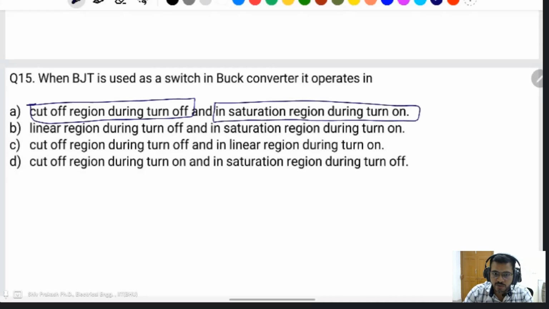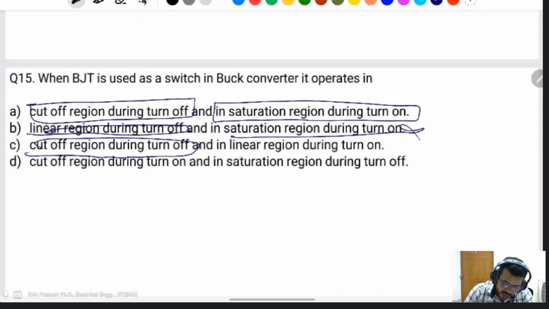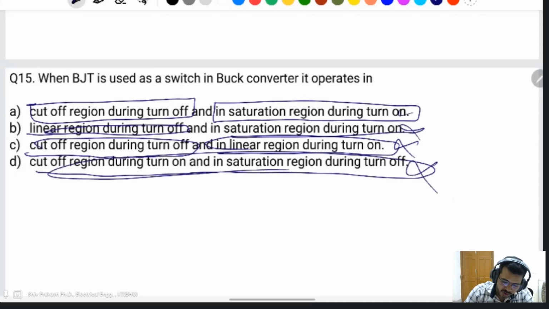In the saturation region, it will work like an active switch, like a one, and off time will be 0. Linear region during turn off, no. Cutoff region during turn off, linear region, no. Only this one will be correct. A BJT behaves like a switch in only two modes: cutoff region and saturation region. In the saturation region, this will be a turn on, like a switch.